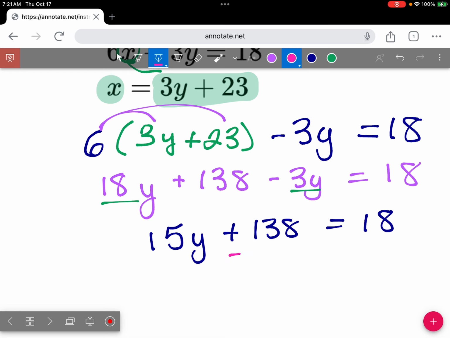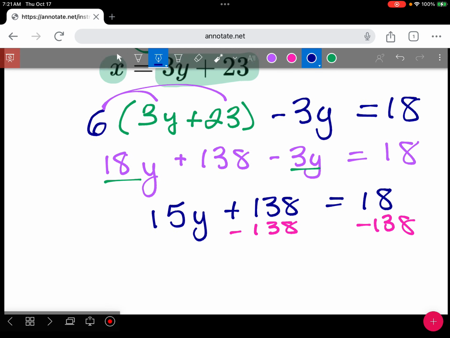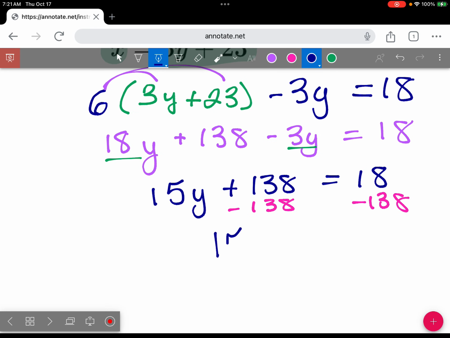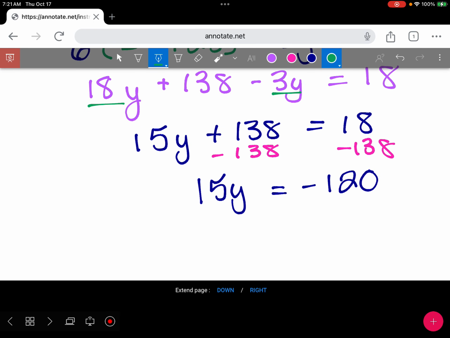Yep. Subtract that 138 from both sides. And we're going to have that our 15y equals negative 120. Gorgeous. Perfection. Divide by 15. And we get that y equals negative 8, fantastico.